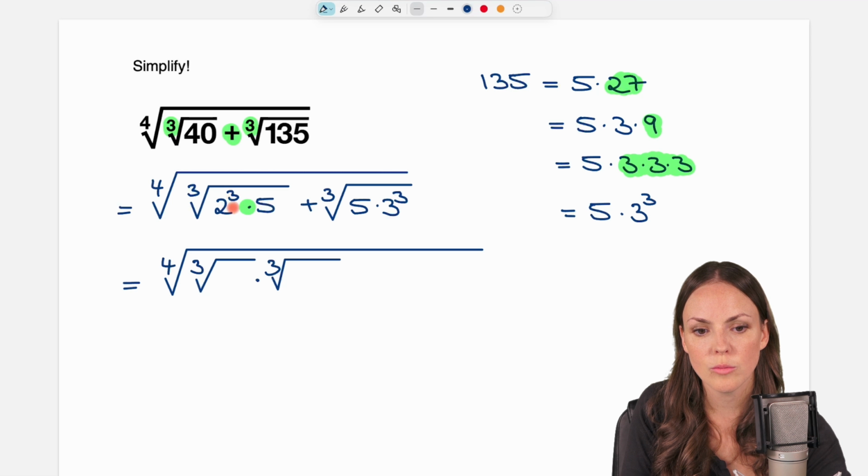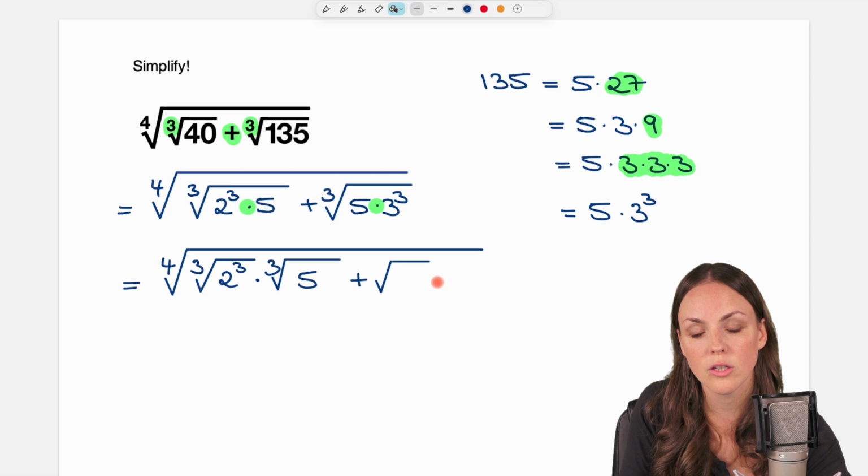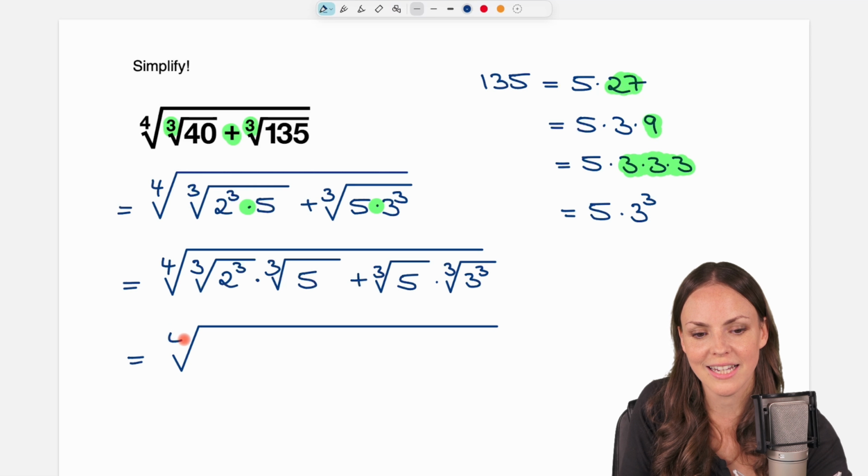And in the first cube root, we have 2 to the power of 3. And in the second, we have the 5. Then we have the plus symbol, and we have another multiplication here, which means that we are allowed to write this one big cube root as 2 separate cube roots, which are multiplied by one another. We have the 5 in the first one and the 3 to the power of 3 in the second. Okay, so much stuff. We still have the fourth root outside here, but what can we do now with this cube root?